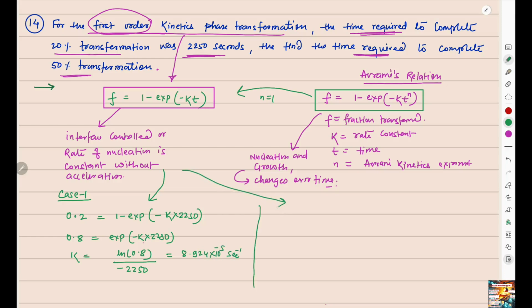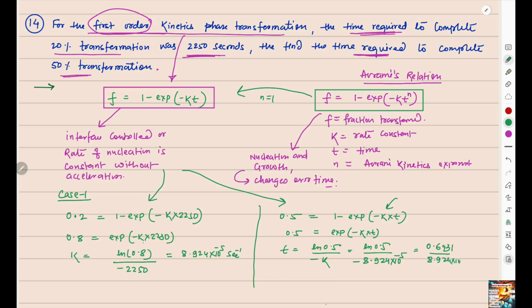Now for the second case, there is 50% transformation. We have to find the time. Now we know the value of k, so we will put the value of k here and solve. Taking the natural log and solving for t, that is t equals ln 0.5 by minus k, that is ln 0.5 by minus 8.924 into 10 to the power minus 5. After solving this, we will get 0.6931 divided by 8.924 into 10 to the power minus 5.